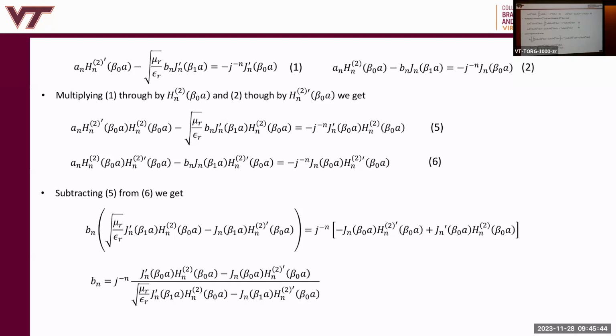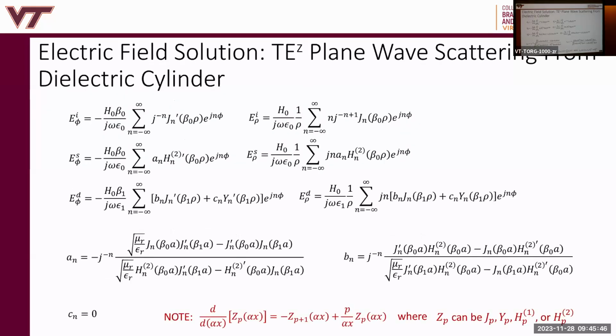So now we have An and Bn, and we can plug those back into the expansions that we had. So here are the electric fields. We have E phi and E rho, incident, scattered, and dielectric. And these were all in terms of these coefficients An, Bn, and Cn. We know that the Cn's are 0, because the fields have to be finite at the origin. We solve for the An's, we solve for the Bn's. Now we know the full form of these fields.